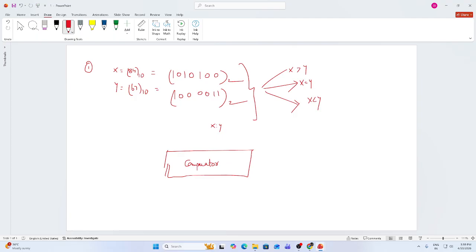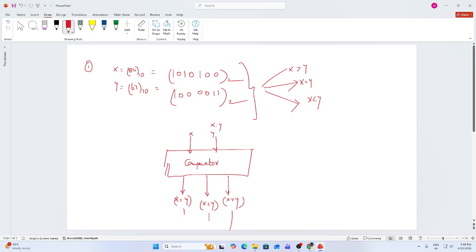Inside it, you can run some digital logic and apply x and y as inputs. Based on this digital logic, the hardware takes the decision whether x equals y, x is less than y, or x is greater than y. If x equals y, this bit will be 1, or if x is less than y, this bit will be 1, and if x is greater than y, this bit will be 1. Accordingly, based on this result, you can interpret the comparison of the two numbers.